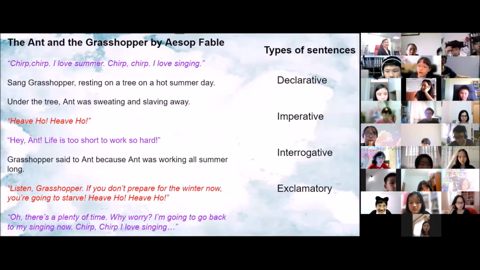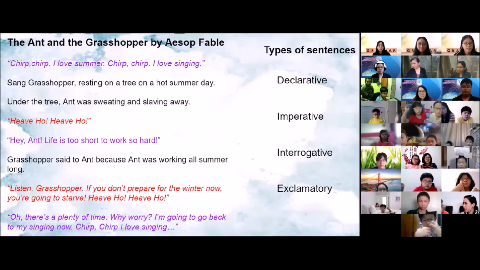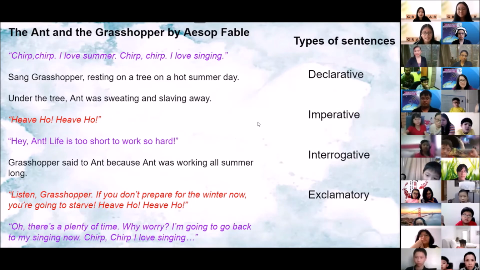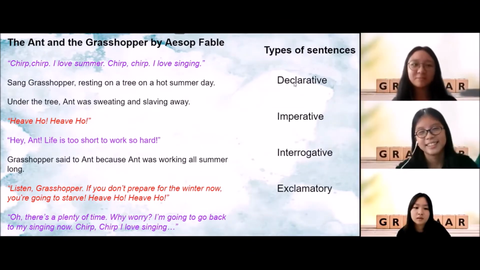So we chose The Ant and the Grasshopper by Aesop's Fables. I believe that most of you have read this story before. You all have to draw an arrow using the annotate tools to match the sentence on the left to the type of sentence on the right. So Donna, can you give an example? When you are matching it, please read out the sentence that you want to match.